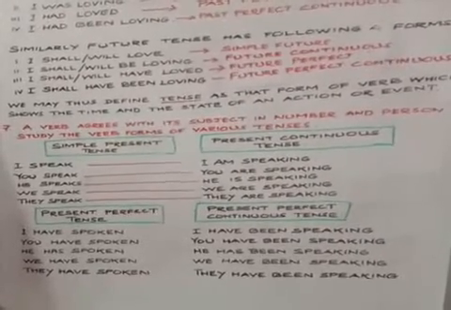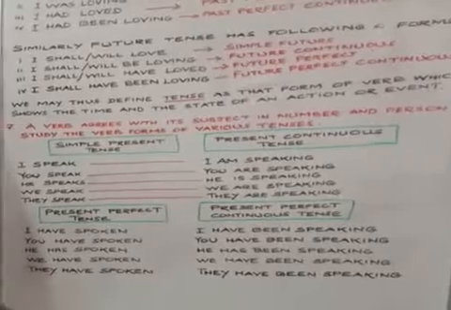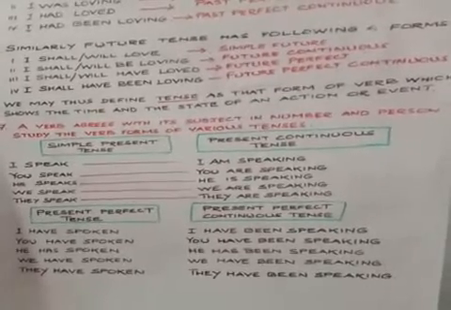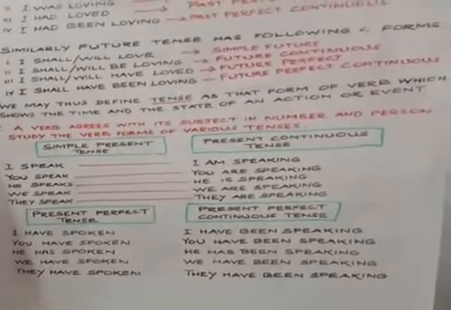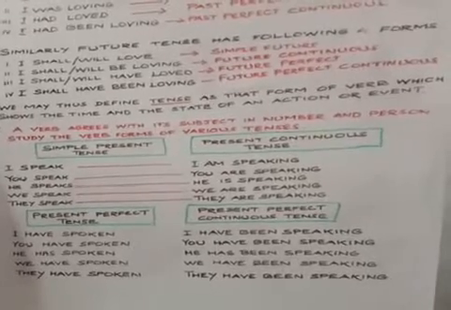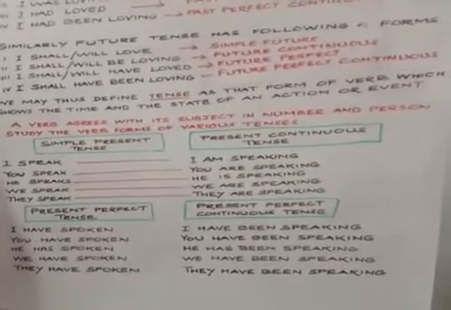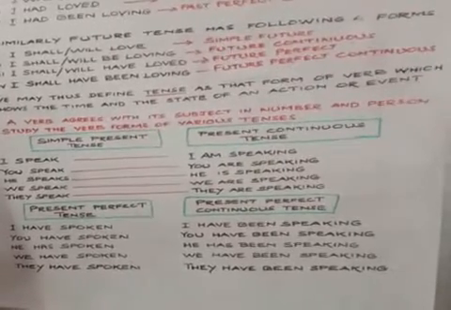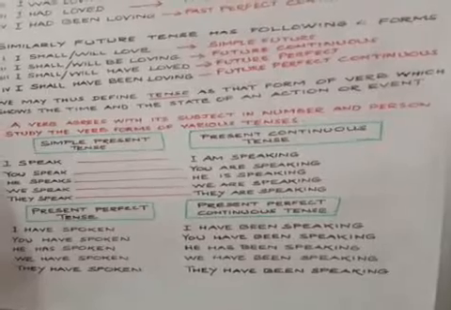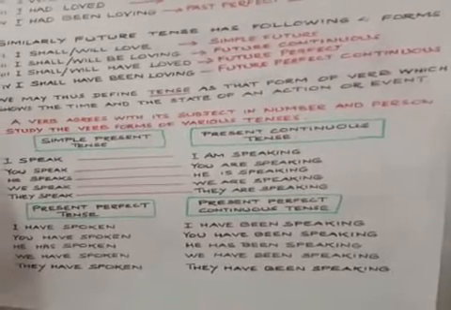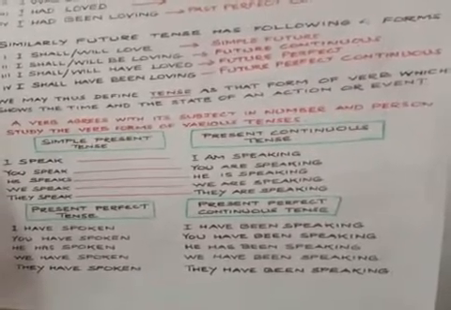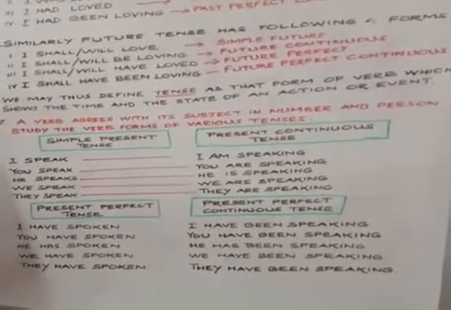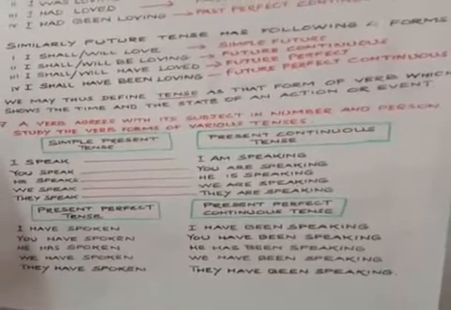Similarly, present perfect tense and present perfect continuous tense. See, present perfect tense, I have spoken. Present perfect continuous tense, I have been speaking. You have spoken, you have been speaking. He has spoken, he has been speaking. We have spoken, we have been speaking. They have spoken, they have been speaking.